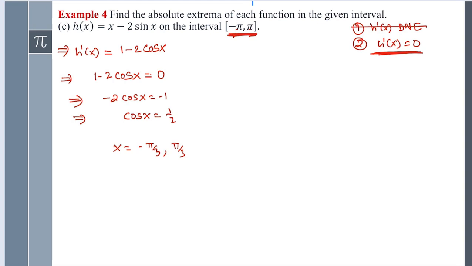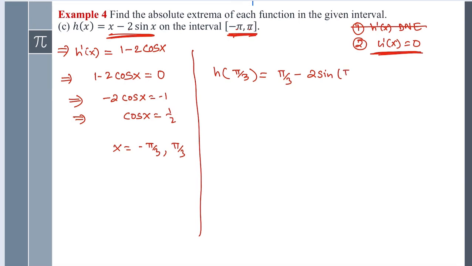So now these are the critical numbers, and we need to evaluate the function at the critical numbers and at the endpoints. So let's go ahead and do that. h of pi over 3 is pi over 3 minus, plugging into the original function, 2 sine pi over 3. At this point you can just put it into the calculator, and that's approximately equal to 0.68485. Similarly, the other critical point is negative pi over 3, so negative pi over 3 minus 2 sine negative pi over 3. Again, put it into the calculator.